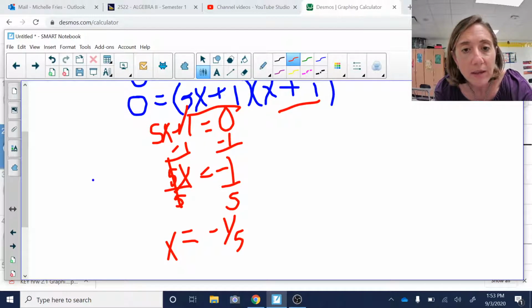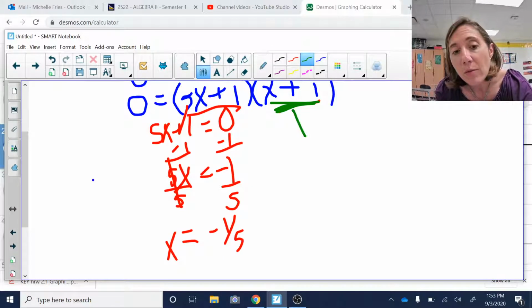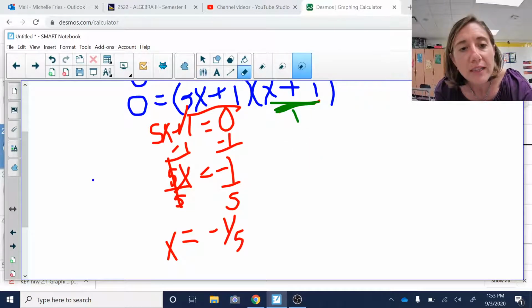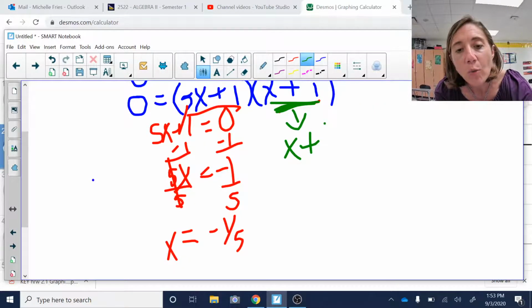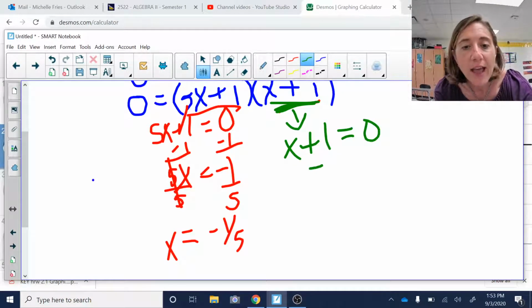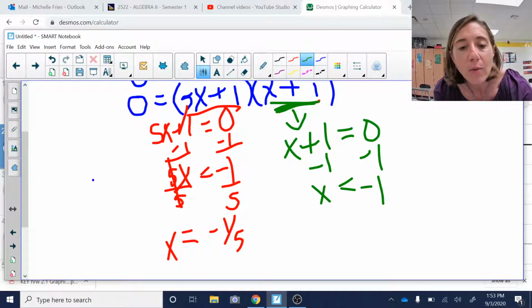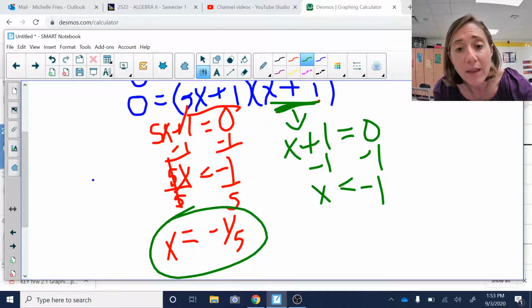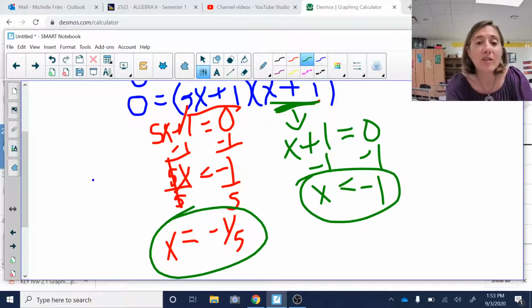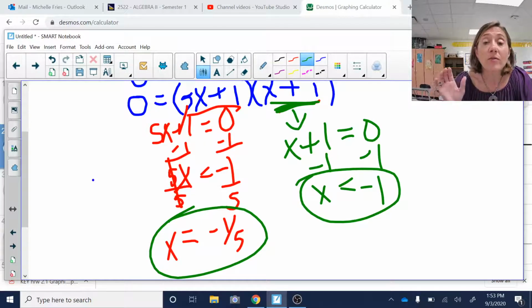The other possibility, I'm going to do a different color. How about green? Maybe this x plus 1 factor is the one that's equal to 0. So I could subtract 1 on both sides and get x equals negative 1. So we have a negative 1/5 and we have a negative 1. So those are our two solutions, also known as roots, also known as zeros, also known as x-intercepts.